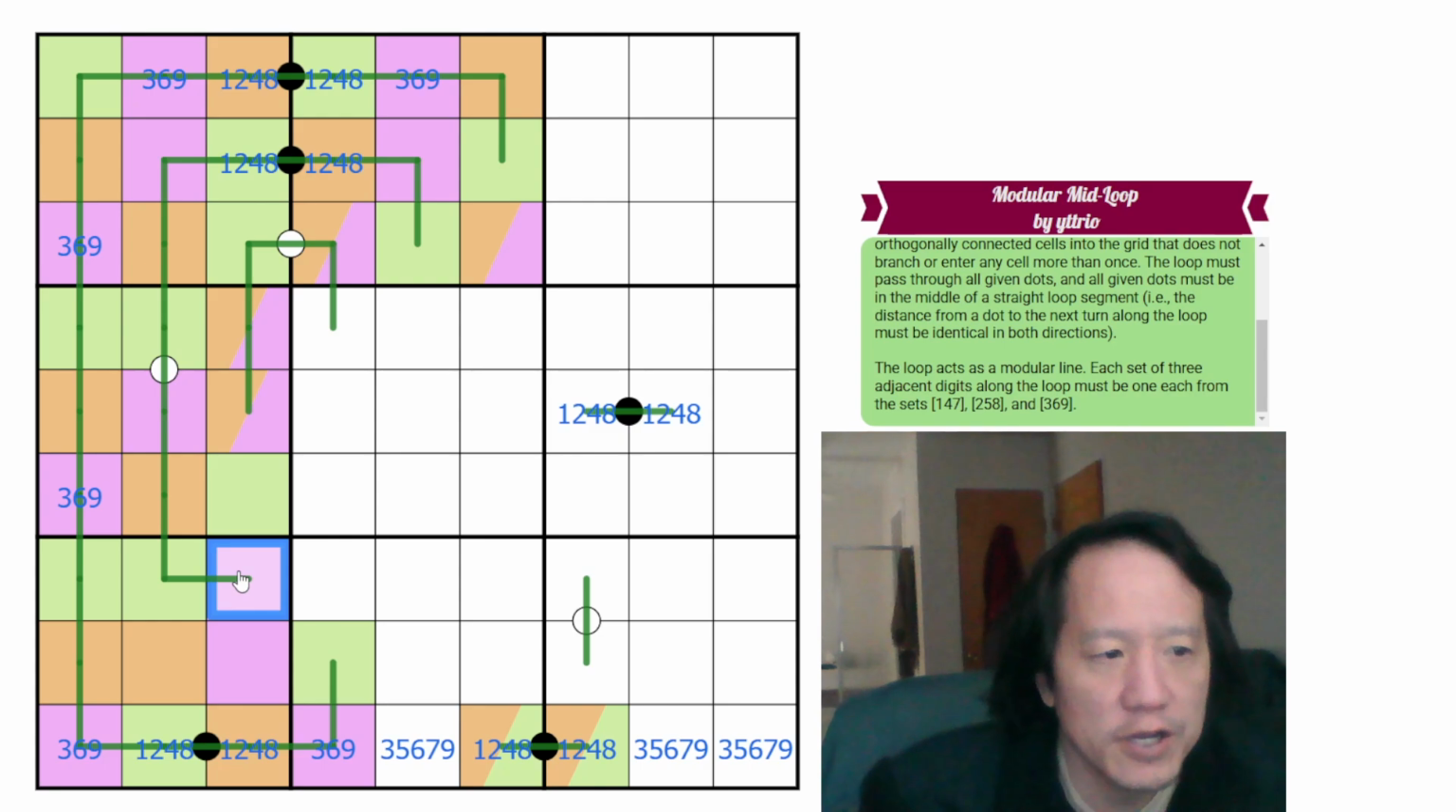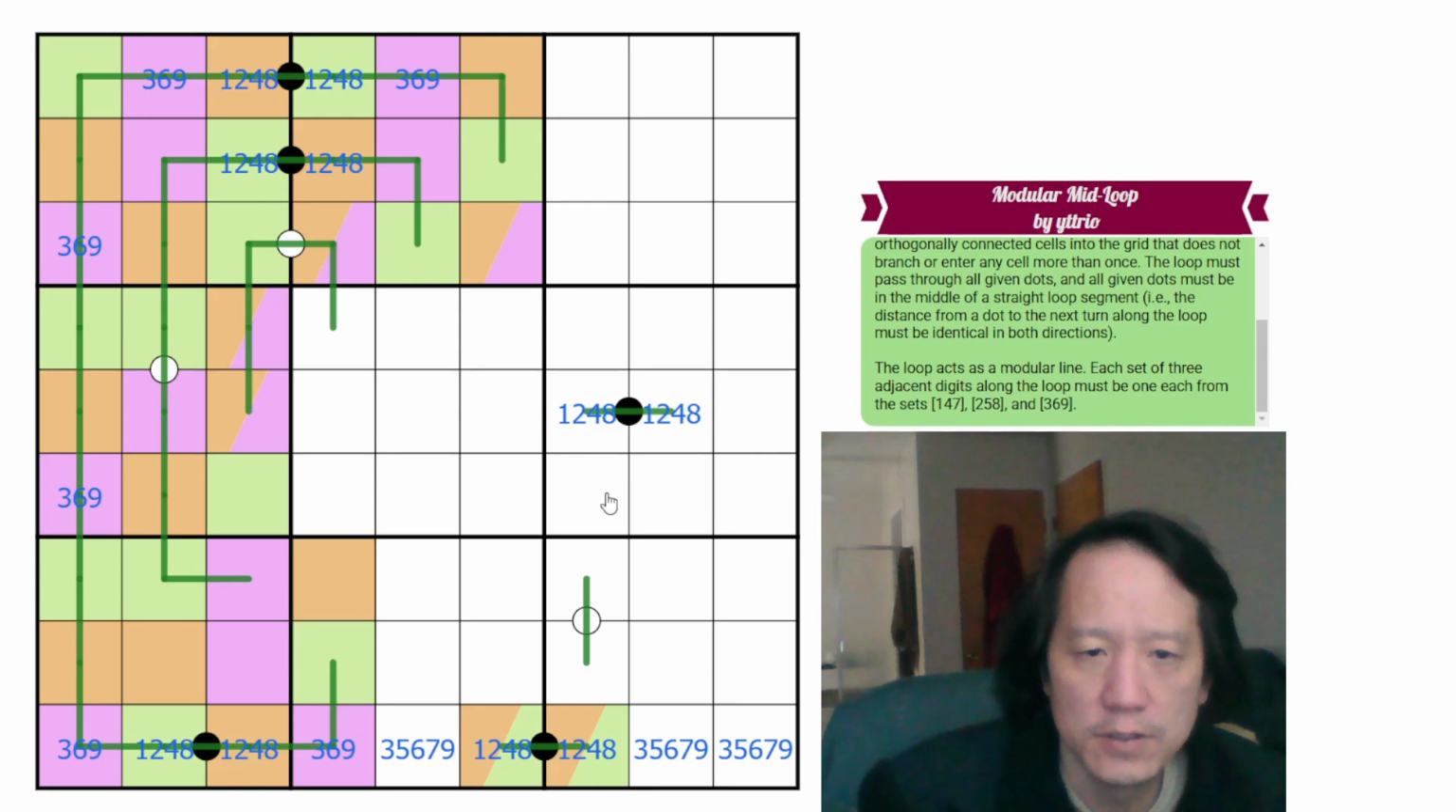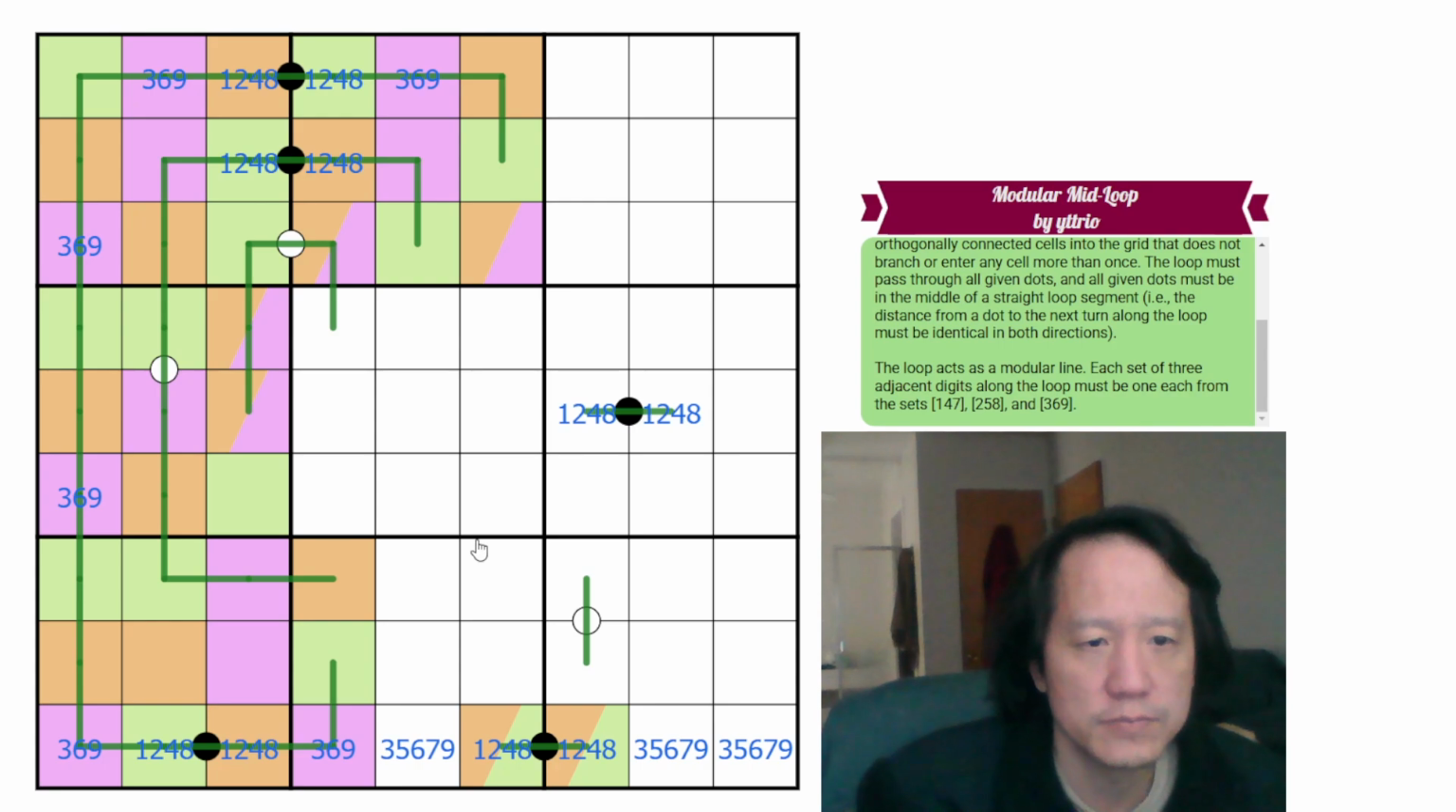This pink, where can it go? It has to have an orange next, but it can't go there then. It can't go there. It has to go this way, and this has to be orange. So it must continue on here. We're not sure if it connects to this or not. This must connect to a green, so it could still go this way or this way. Those are still fine. These are also green or orange.